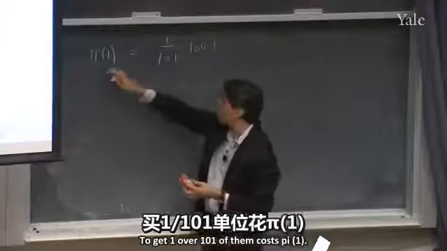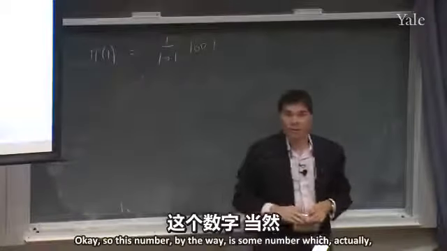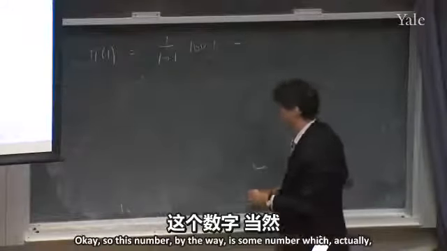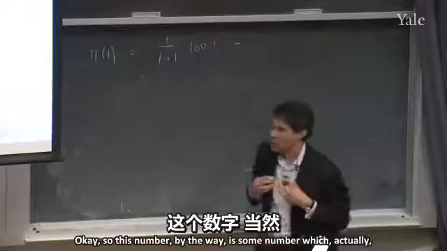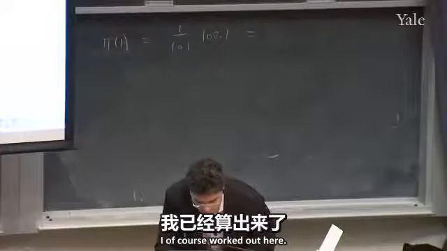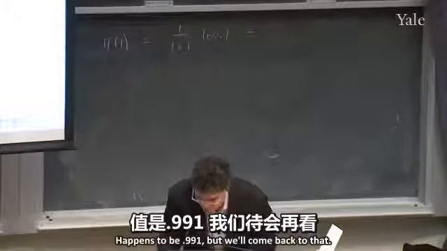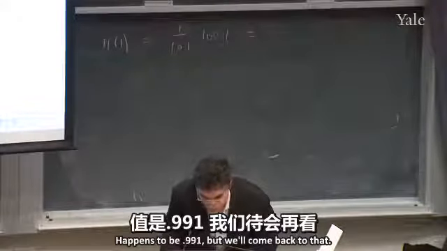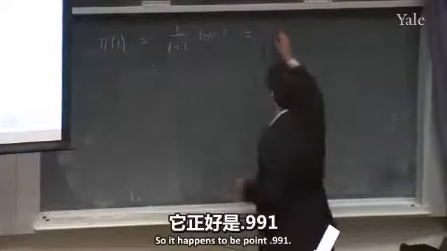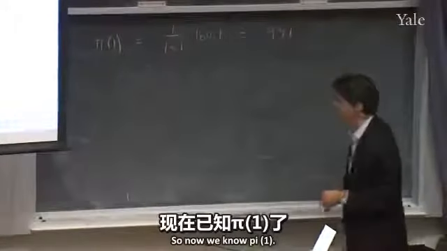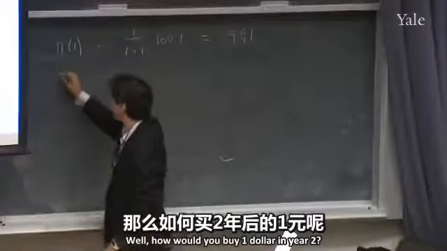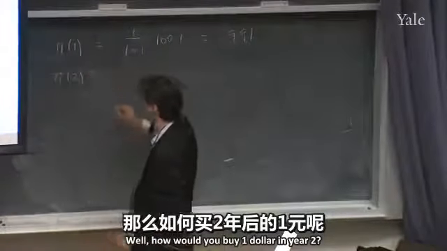Okay, so this number by the way, is some number, which actually I, of course, worked out here. Happens to be 0.991, but we'll come back to that. Okay, so that happens to be 0.991. So now we know pi 1. Well, how would you buy $1 in year 2?